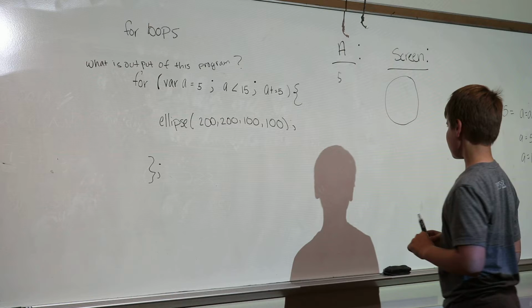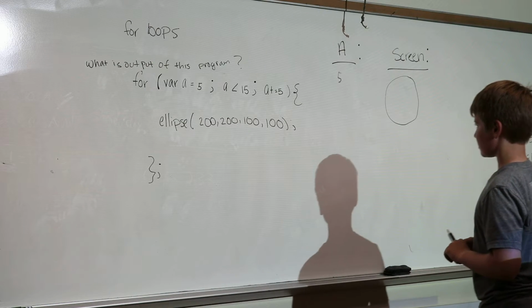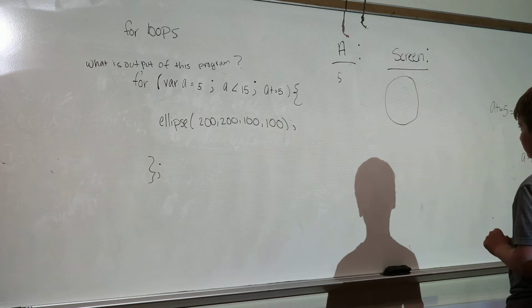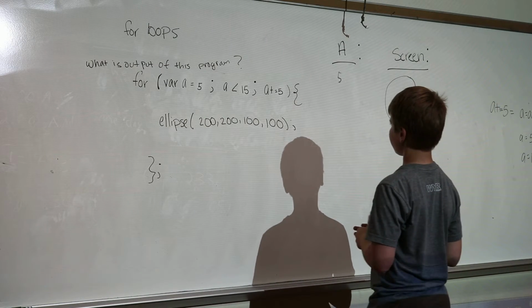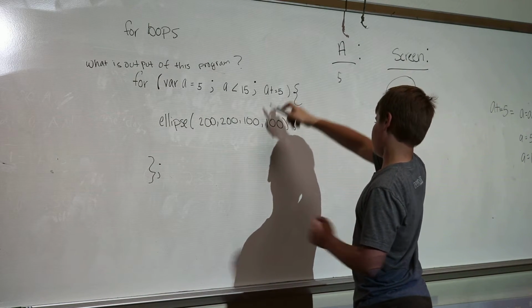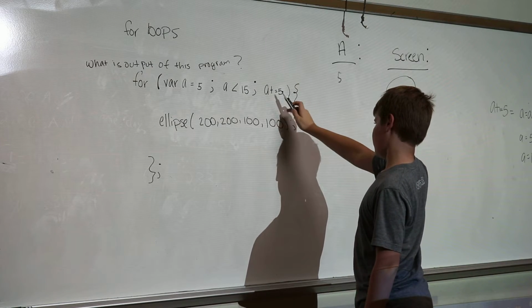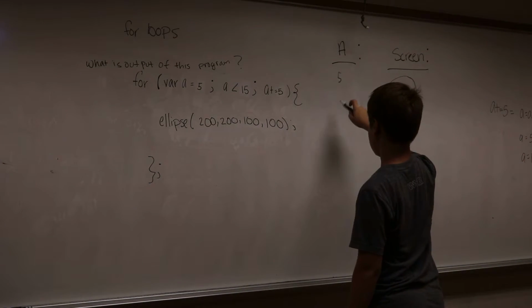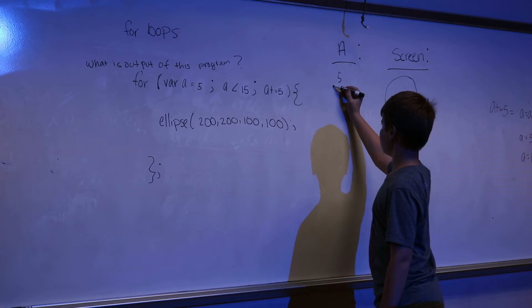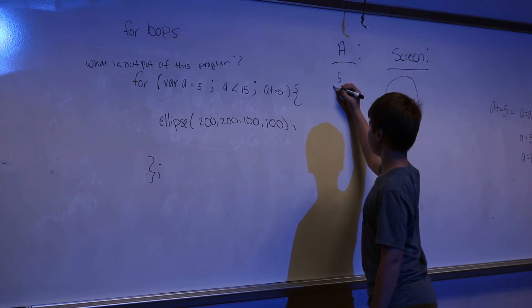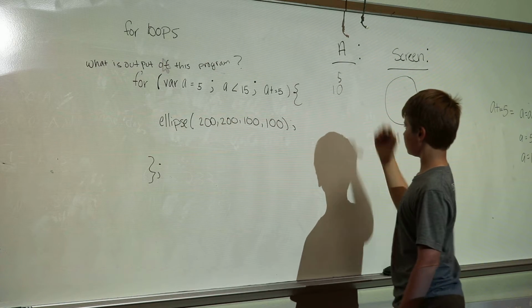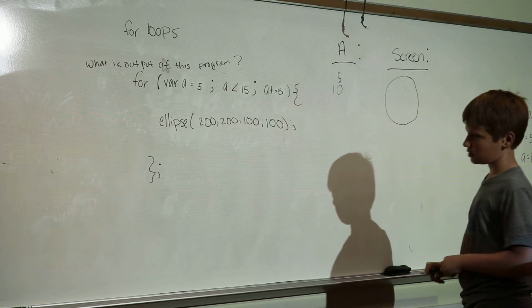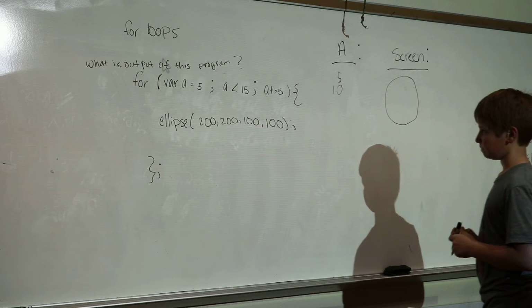So now what do we do with A? Then we do A equals A plus 5. So we're pretty much just adding 5 to A. Then that's your 10. Is 10 less than 15? Yes. Okay, so now what are we going to do?